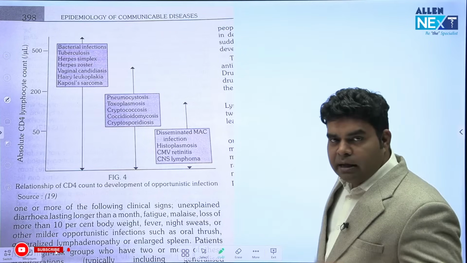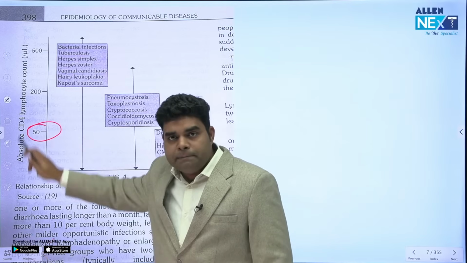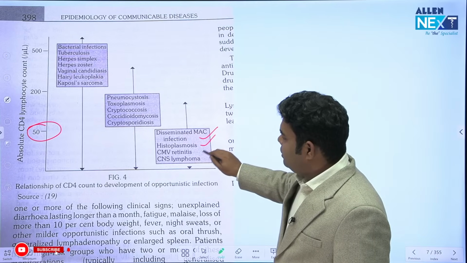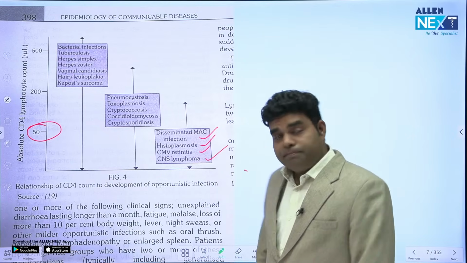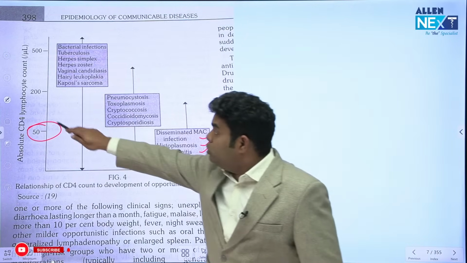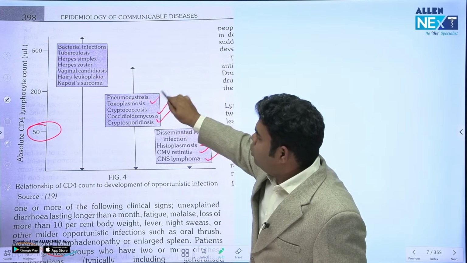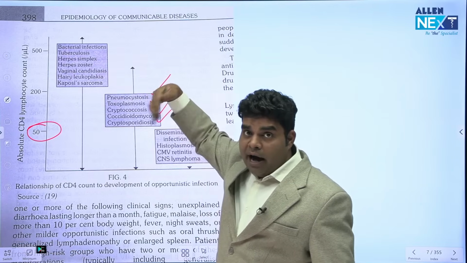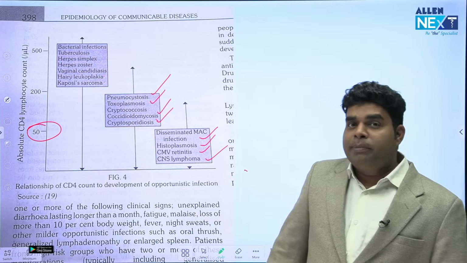Let's see the image given in the book to make it more clear to all of us. CD4 count less than 50. In less than 50, there is disseminated MAC, histoplasmosis, CMV retinitis, and one more thing which I did not write, there is CNS lymphoma. Okay? Sorry. In between 50 to 200, there are all OIs: cryptococcosis, coccidioidomycosis, toxoplasmosis, pneumocystosis, all are there. More than 200 are the remaining things like Kaposi sarcoma, hairy leukoplakia, vaginal candidiasis, tuberculosis and all.